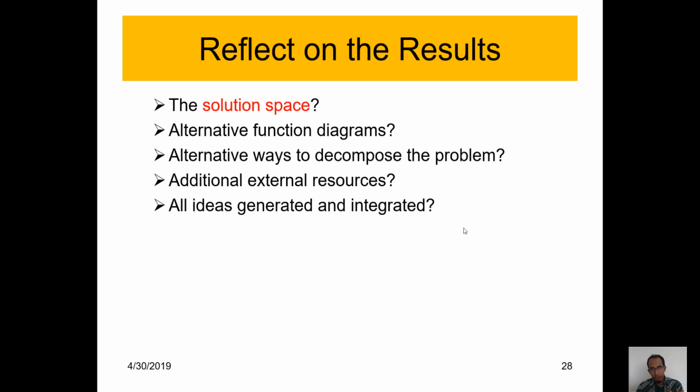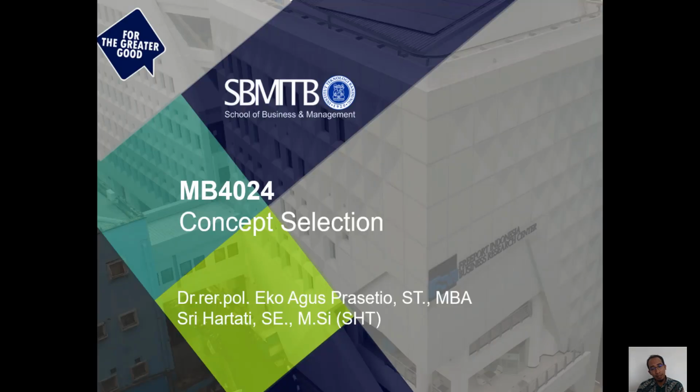So this is about generating concepts. If we reflect on the result, into the solution space, do we have alternative function diagrams? Do we have alternative ways to decompose the problem? Do we have additional external resources? Do we have all ideas generated and integrated? Okay, so this is about concept generation again. And next, after we generate concepts, usually we generate few or several concepts, we need to make a concept selection.